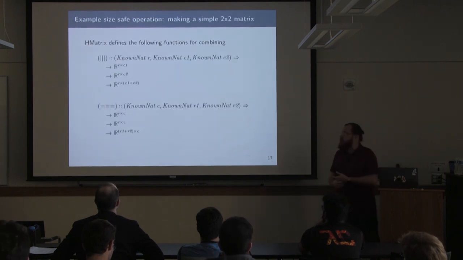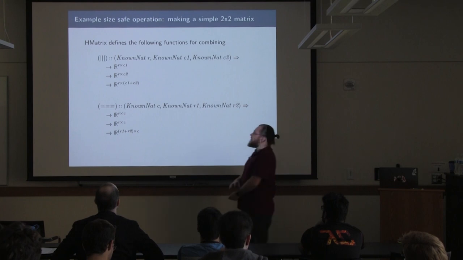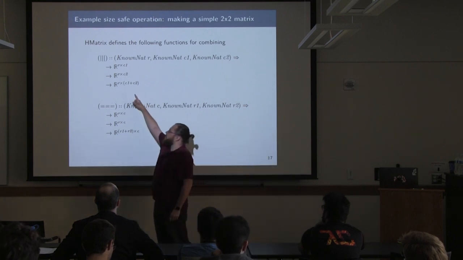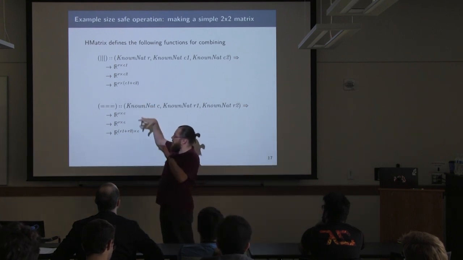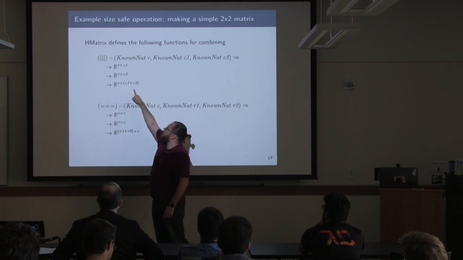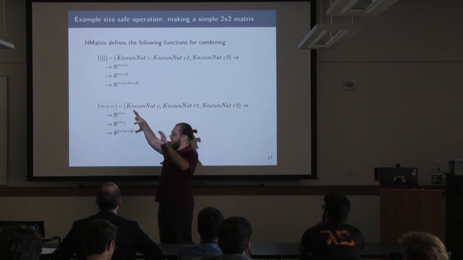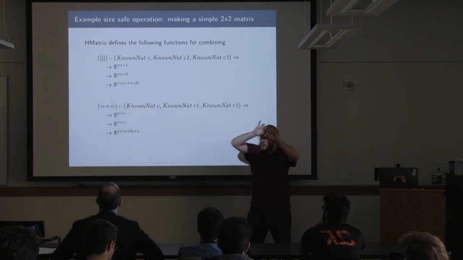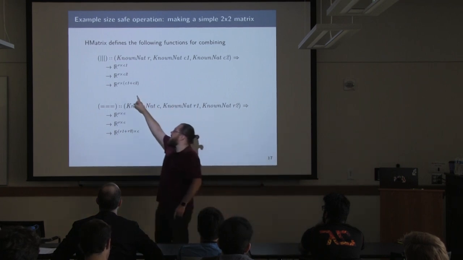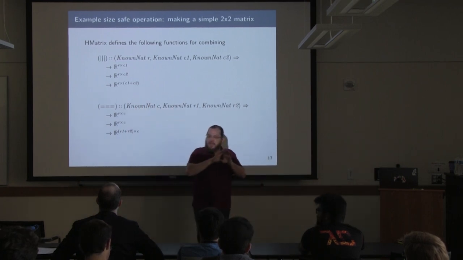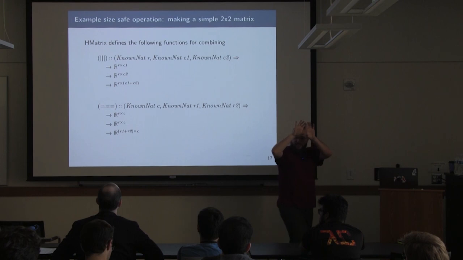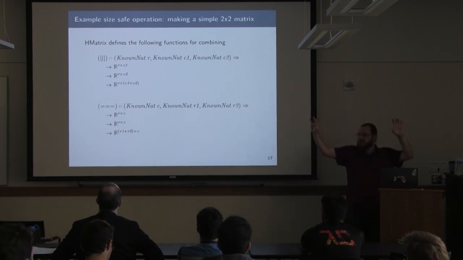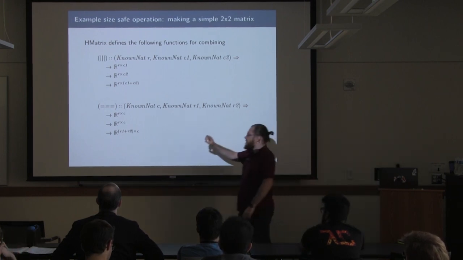So let's figure out how to encode some of these things. Say I want to make a matrix made up of blocks. What I'll do is use this constructor, which allows me to take two matrices, and assuming the number of rows is the same, I can combine them. Now my new matrix, when I've slapped the two together side by side, has the number of columns equal to the sum of the prior ones.